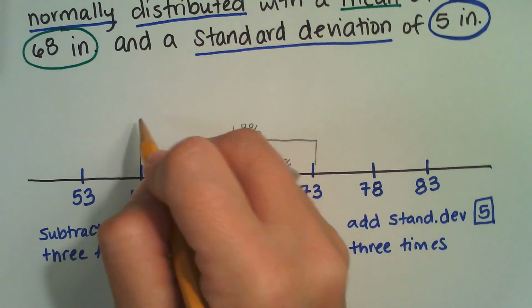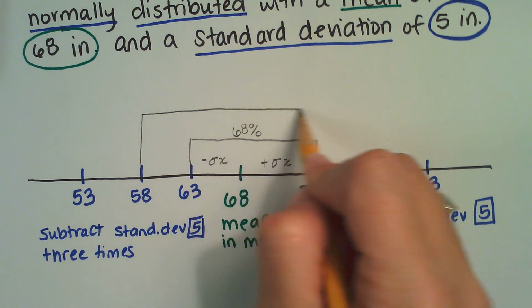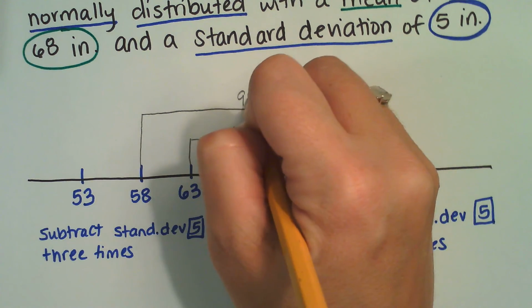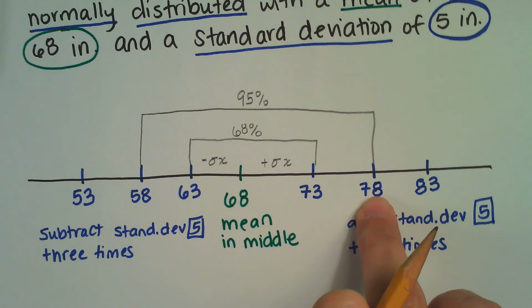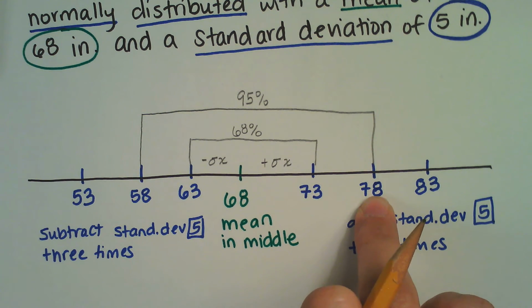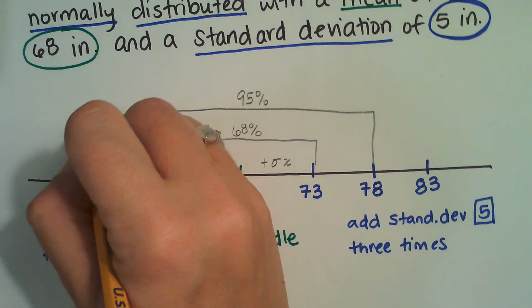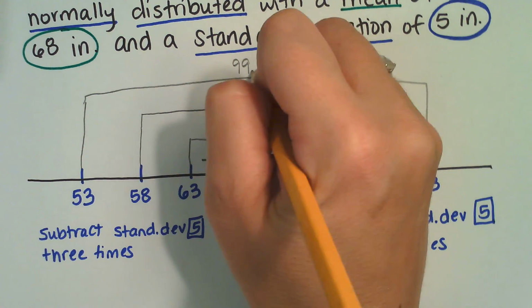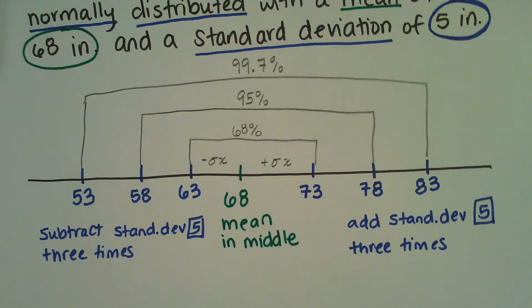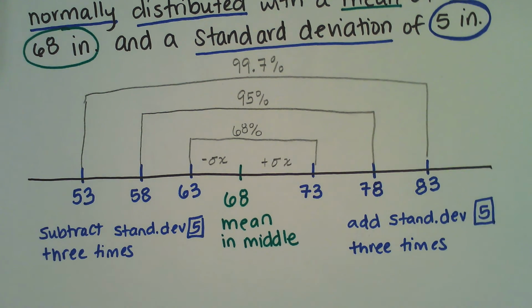Within two standard deviations away, so two in this direction and two in this direction, that tells me that 95% of the guys that they talked to are going to be between 58 inches and 78 inches. And last, three standard deviations away in each direction is going to account for 99.7% of our data. Almost all of it. Anybody that's shorter than 53 inches or taller than 83 inches, what would that be?